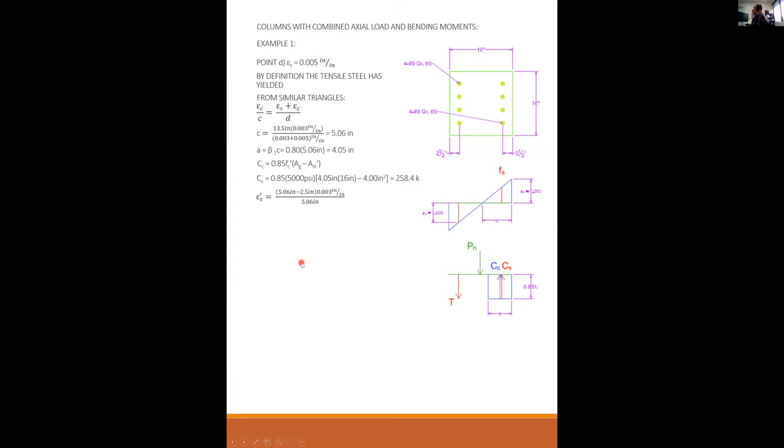Epsilon prime s, solving for the strain in my compression steel using the same similar triangles, I get 0.0152, which is now significantly less than the yielding strain. So my stress in the compression steel is my strain times Young's modulus, which gives me 44.02 ksi now. So the force in the compression steel is 44.02 times 4 square inches, 176.1 kips. That's Cs here.